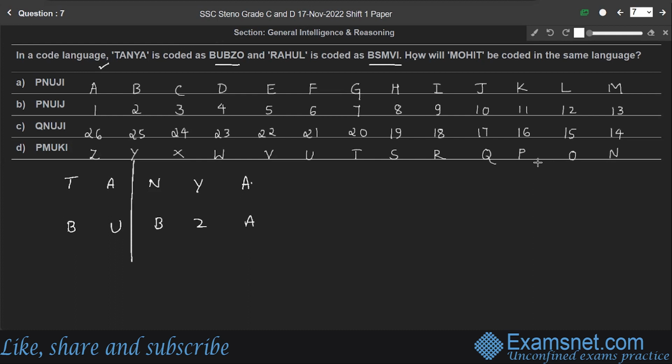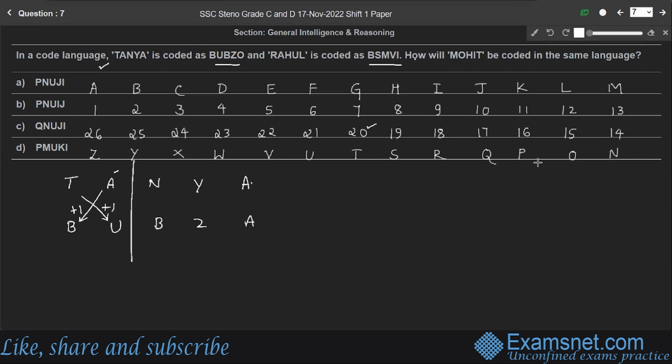T and A. For better understanding, I've written the positional values of each alphabet. In the word Tanya, T's positional value is 20, and U is 21. So I can write T plus 1 as U. Consider the second letter A and the first letter of the code, which is B. So A plus 1 is B. So we have just added 1.